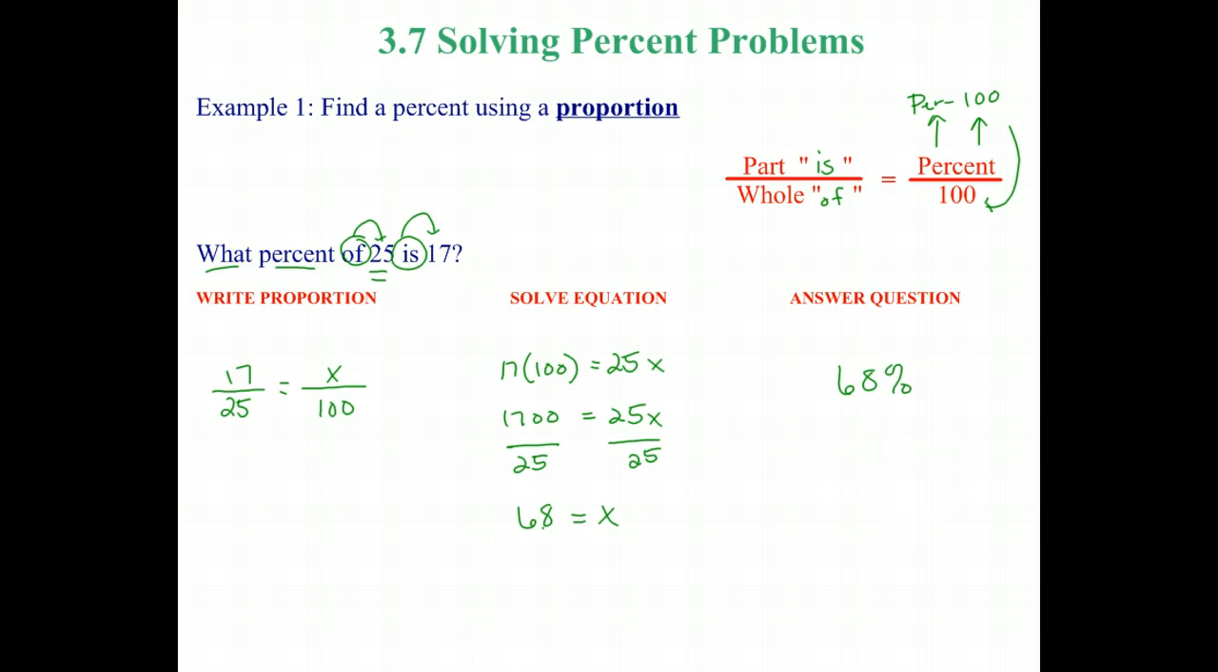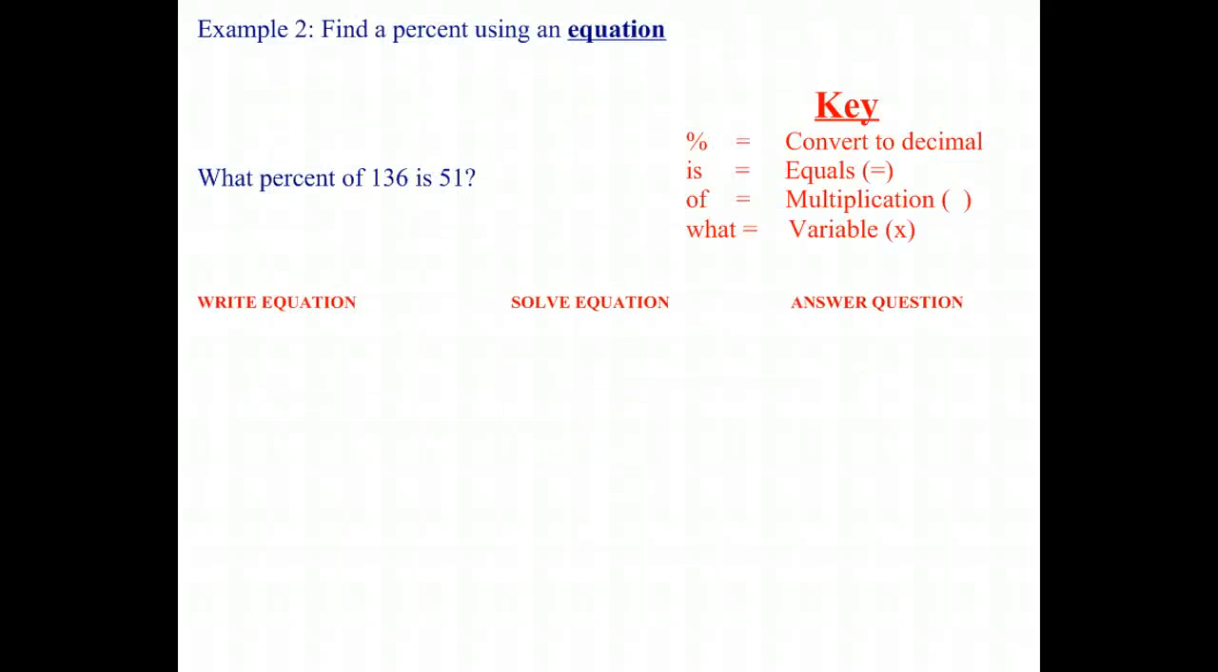The next method we're going to look at is going to be finding a percent using an equation. So we have the same type of problem right here, only I have a key. This key will help you to convert a sentence in words into a mathematical sentence or an equation. So let's use our key to see what we can do. First thing I recognize is just like the first problem we looked at, it says what percent. That indicates that we do not know our percent. According to our key, when we see our percent, we need to convert it to a decimal.